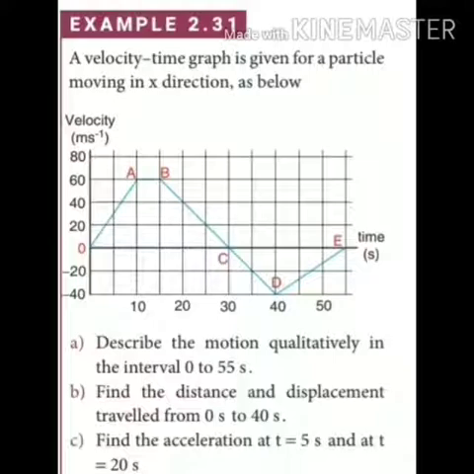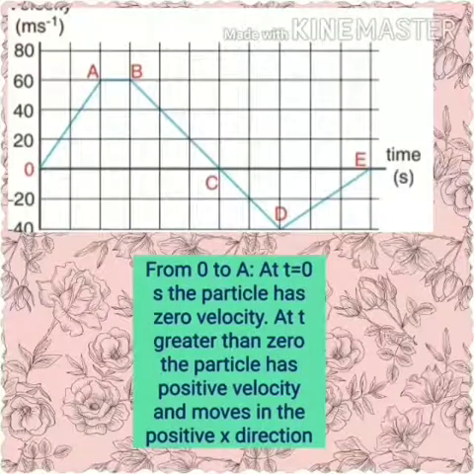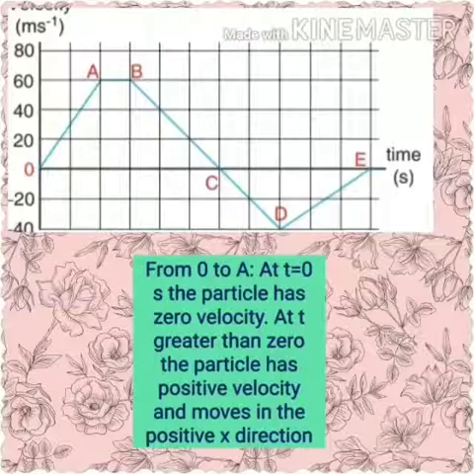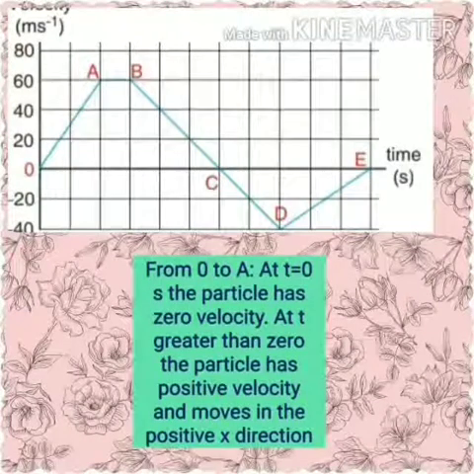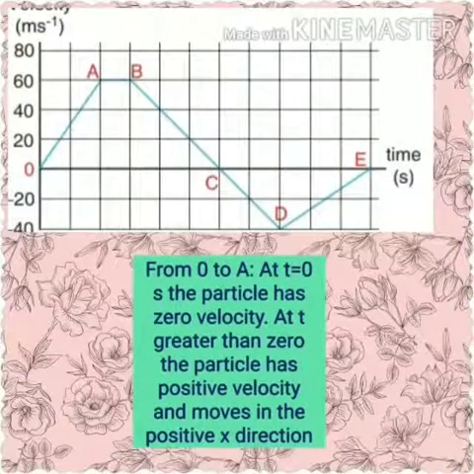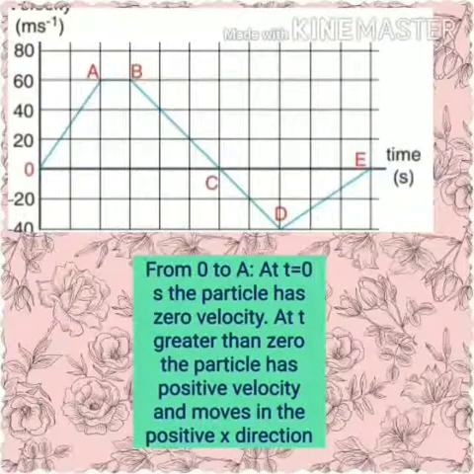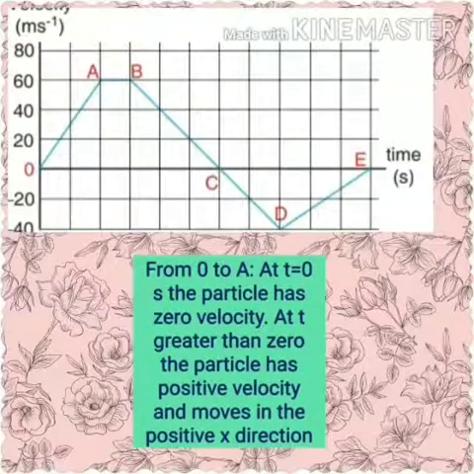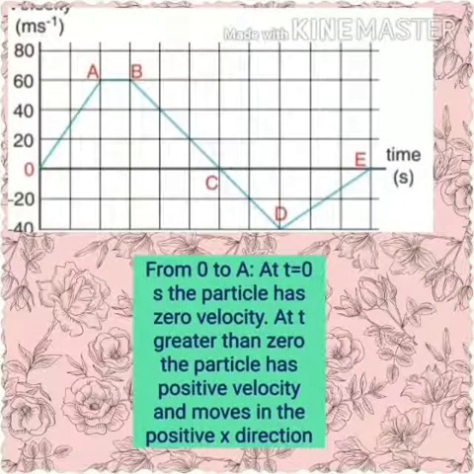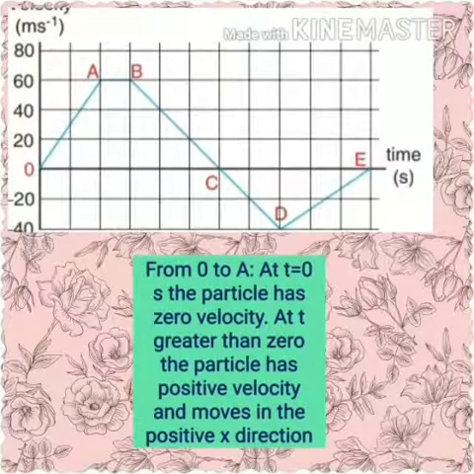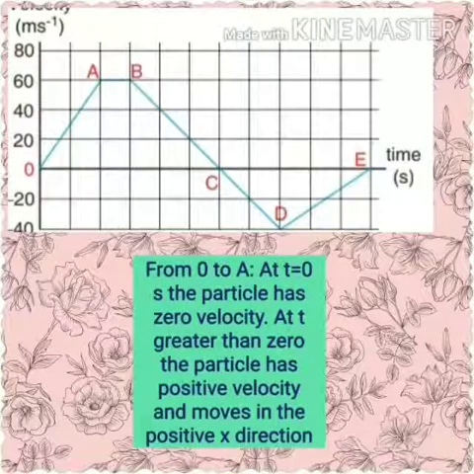The graph shows the relation between time and velocity. The first part is from O to A, 0 seconds to 10 seconds. At t is equal to 0, the particle has 0 velocity. For t greater than 0, the particle has a positive velocity and moves in the positive x direction. From 0 to 10 seconds, the slope dv by dt is positive. It implies the particle is accelerating; the velocity increases during the time interval.